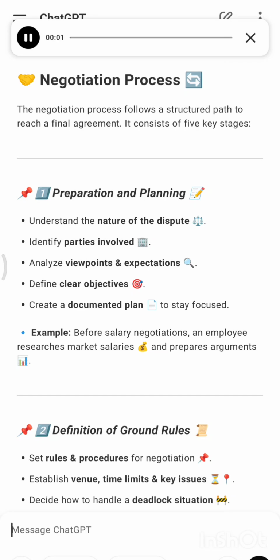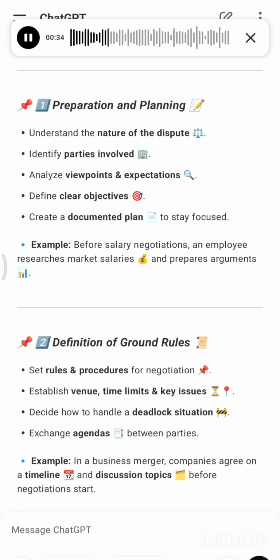Negotiation process. The negotiation process follows a structured path to reach a final agreement. It consists of 5 key stages. 1. Preparation and planning. Understand the nature of the dispute. Identify parties involved. Analyze viewpoints and expectations. Define clear objectives. Create a documented plan to stay focused. Example: before salary negotiations, an employee researches market salaries and prepares arguments.